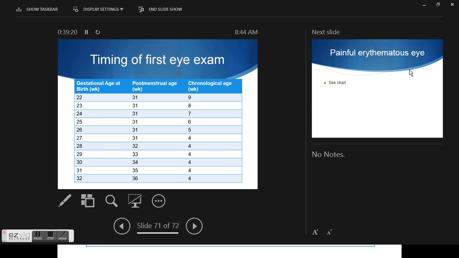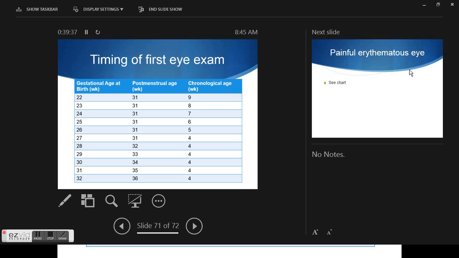Okay. And then again here, like I think someone mentioned it, the hyphema. This is blood in the anterior chamber. Hypopyon is pus in the anterior chamber. Okay, and each of these also require immediate referral.